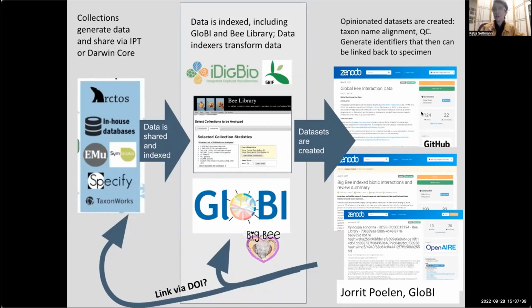The key and critical point is that they have some kind of identifiers that can link back to the original specimens, such as a catalog number, but they also generate a DOI, digital object identifier, that then can be linked back to the specimen.